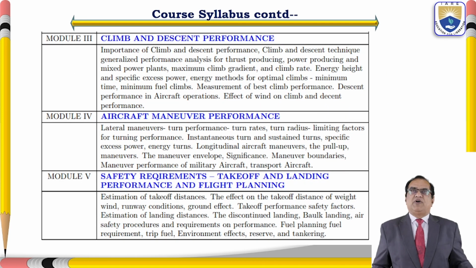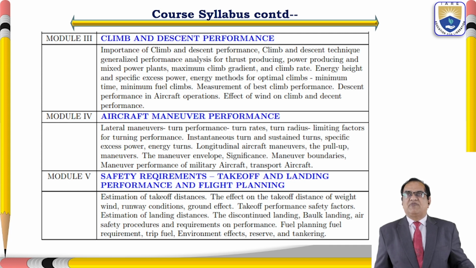Then Module 3 is about the climb and descent performance: importance of climb and descent performance, climb and descent technique, generalized performance analysis for thrust producing, power producing and mixed power plant, maximum climb gradient and climb rate, energy height and specific excess power, energy method for optimal climb, minimum time and minimum fuel climb, measurement of best climb performance, descent performance in aircraft operations, and effect of wind on climb and descent performance.